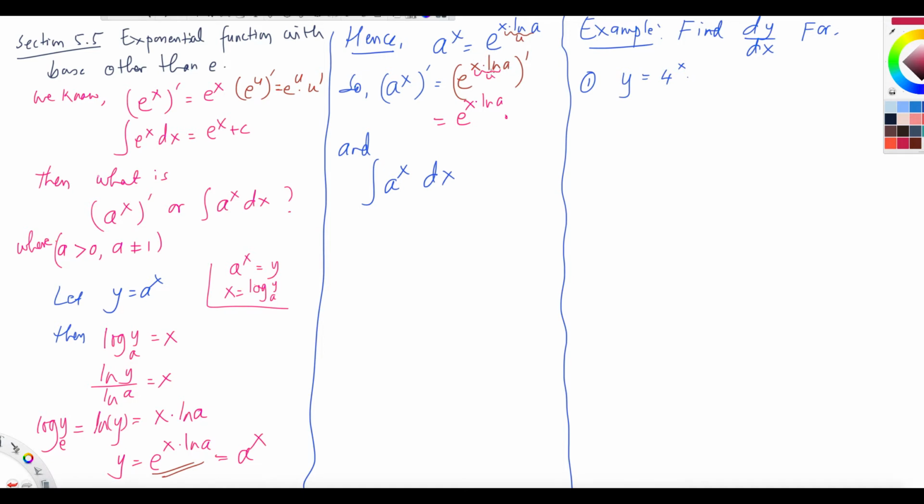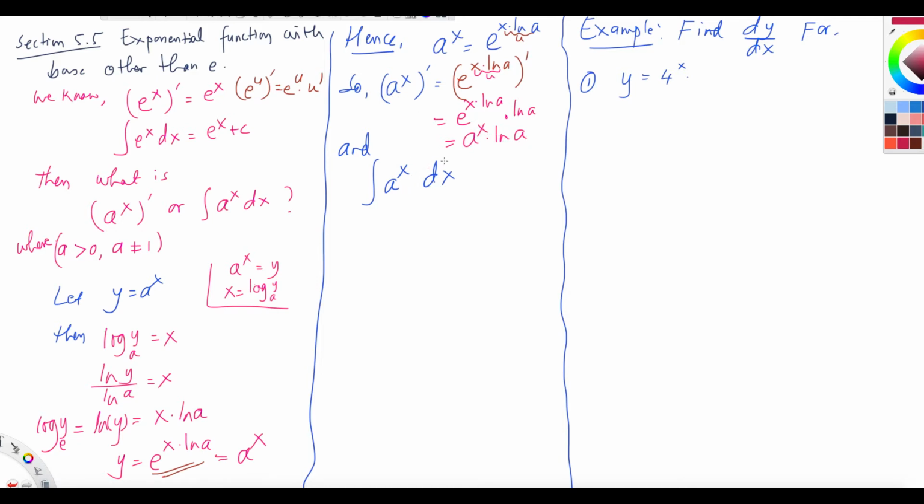So the derivative of this thing is just the derivative of x, which is 1, so it is like ln a. Because e to the x times ln a is the same as a to the x, you can write a to the x times ln a. That is the derivative here.